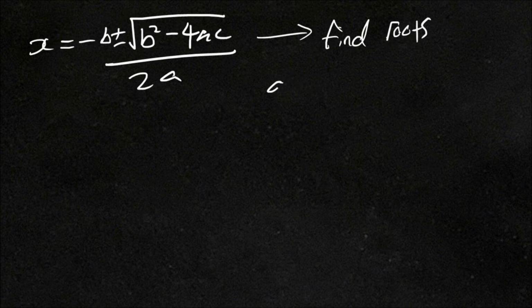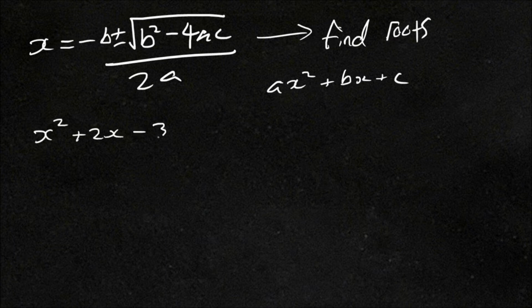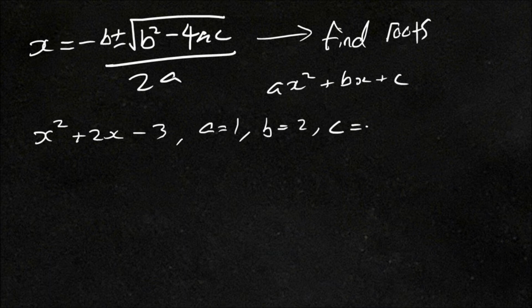So if you have an equation like ax squared plus bx plus c, and graphically it looks something like that, this formula would help you find the point at which it intercepts the x-axis. So if we looked at the equation x squared plus 2x minus 3, here we would have a equals 1, b equals 2, and c equals minus 3, which are these coefficients.